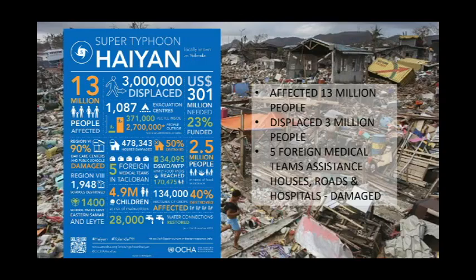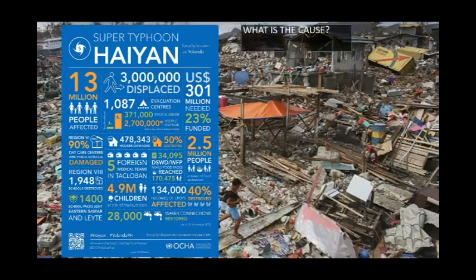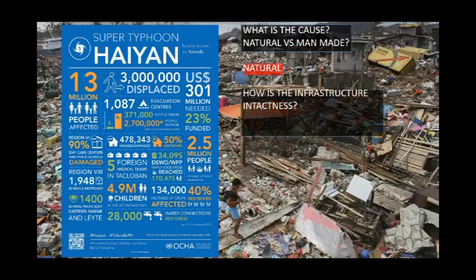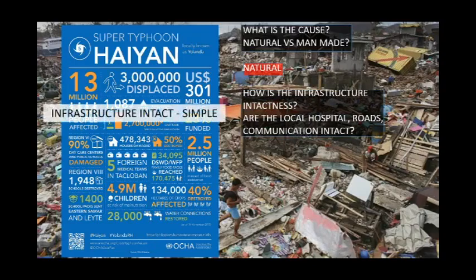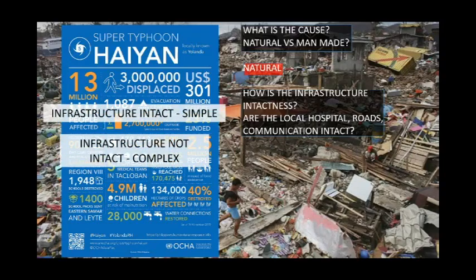So, let us try to classify this. What is the cause of the major incident? Is it natural or man-made? Answer is natural. How is the infrastructure intactness? Are the local hospitals, roads, and communication intact? If the infrastructures are intact, then it is simple. If the infrastructures are not intact, it is called complex. In this case, it is complex.